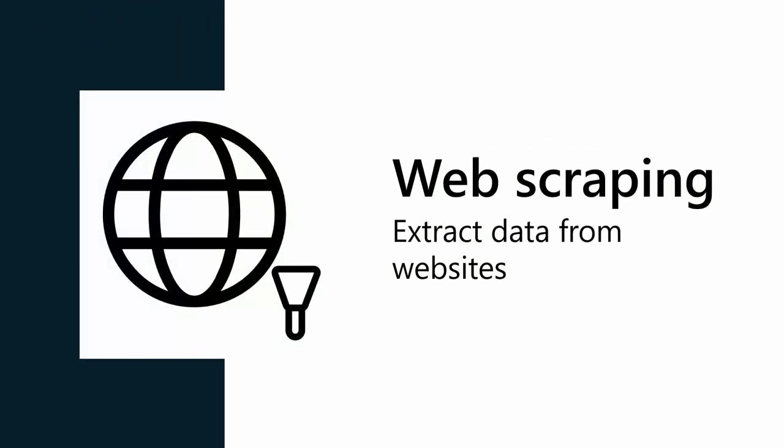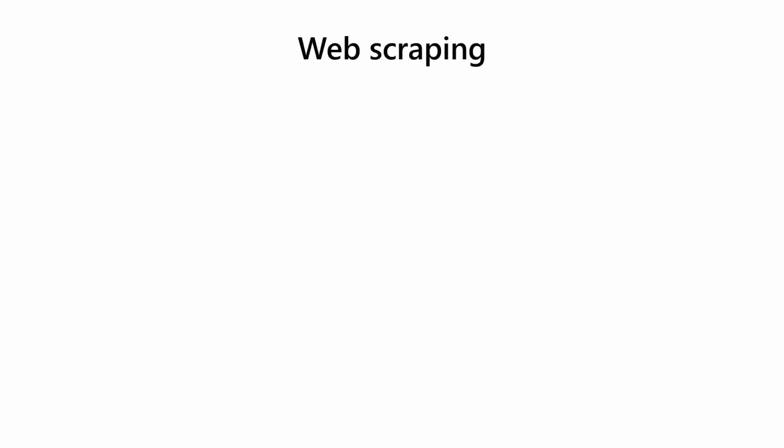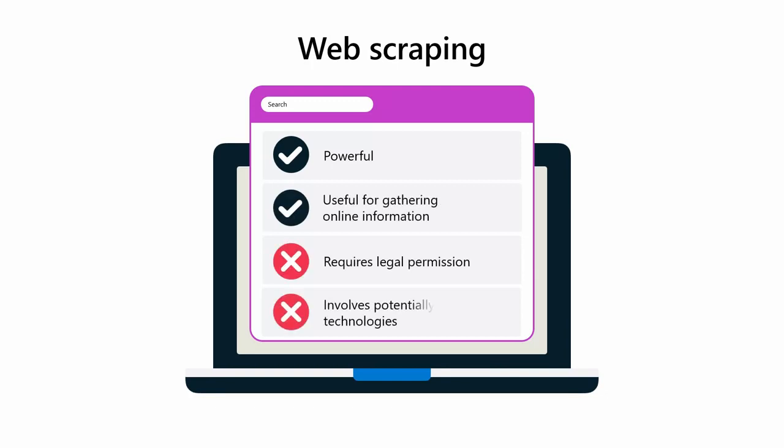Web scraping is a method of extracting data from websites using automated methods or software tools. In the case of AdventureWorks, the analytics team can use web scraping to gather competitor pricing information or customer reviews. Web scraping is a powerful way to gather data from websites, but it can require legal permission and be complex, as it involves a range of technologies.